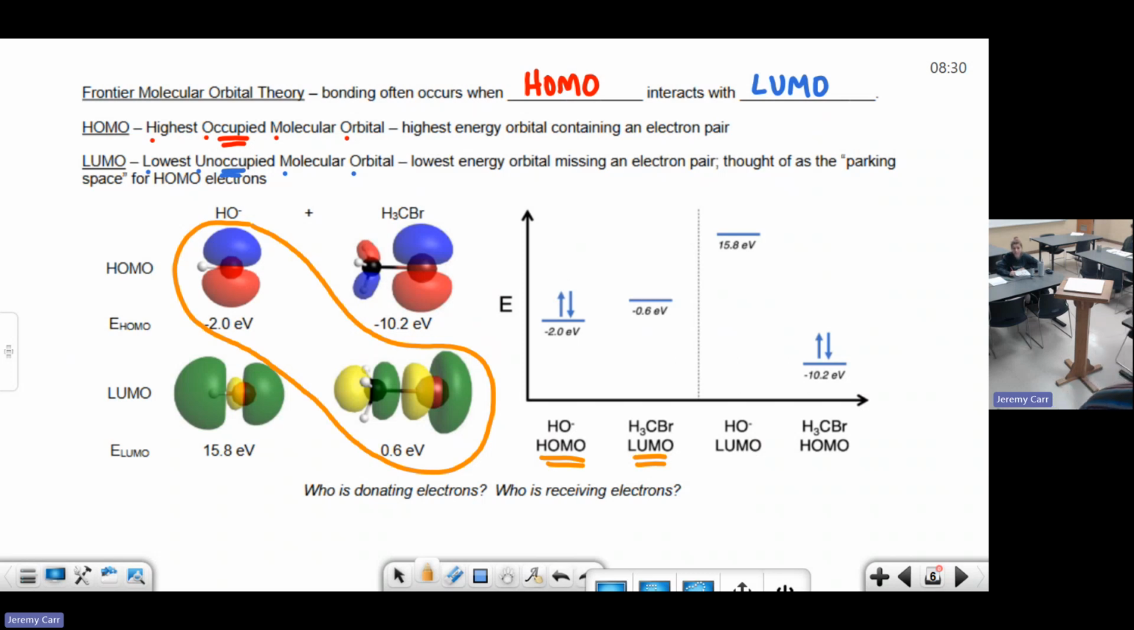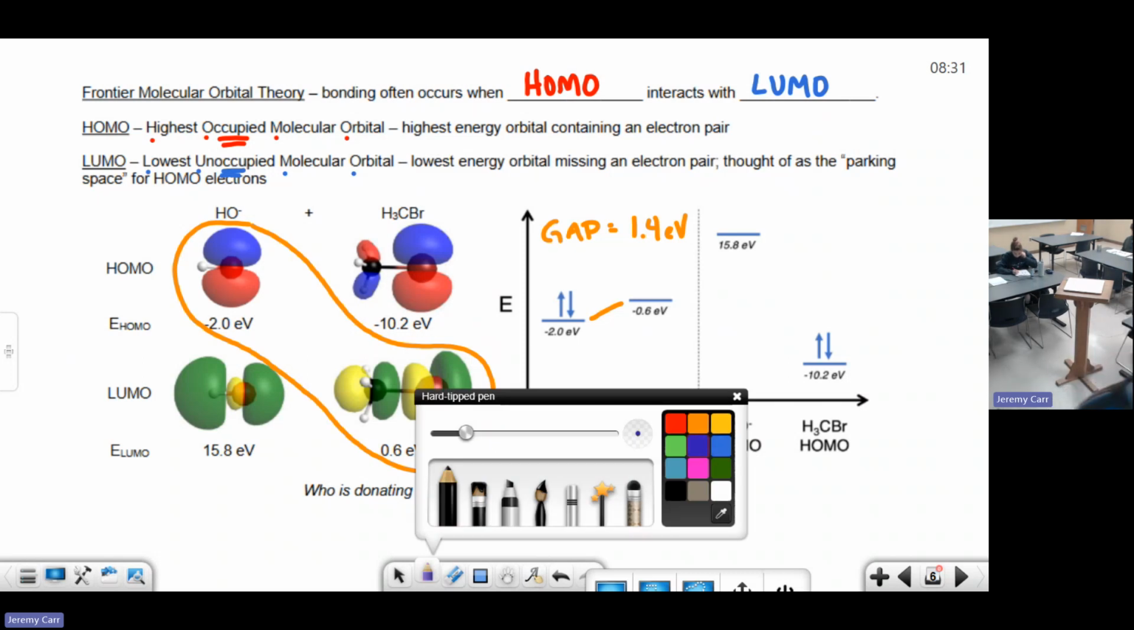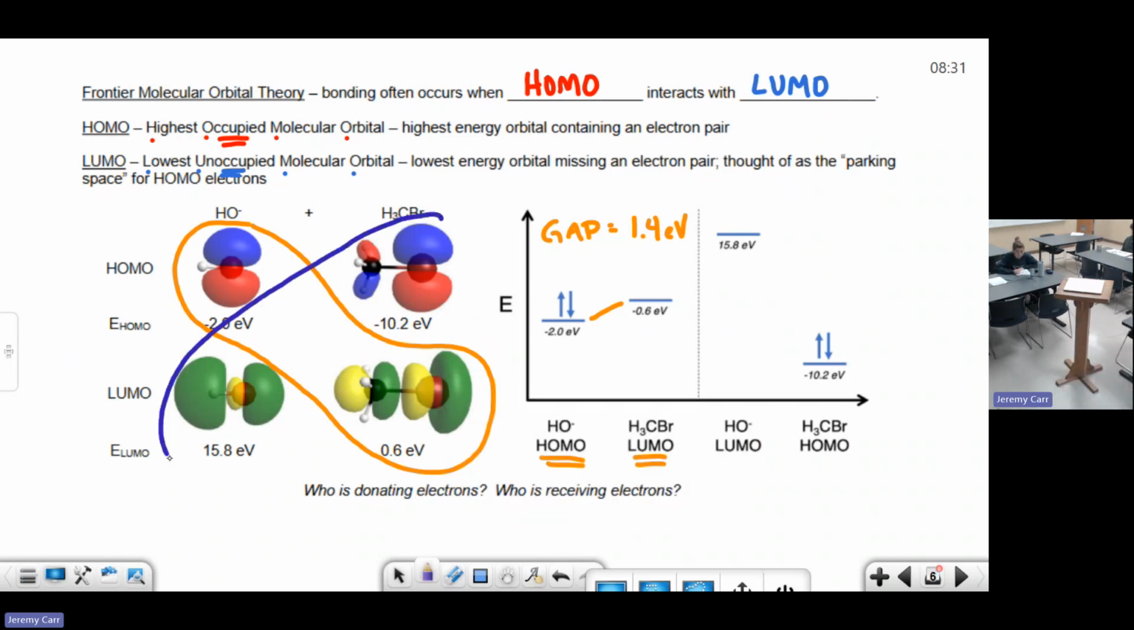But if we plot the two energy values and then take a look at the gap between the two of them, what do we notice about the gap? Let's just do a subtraction between the two of them, right? And we find out that the absolute value is about 1.4 electron volts. Pretty small gap right there. Okay, what about looking at it from this perspective?